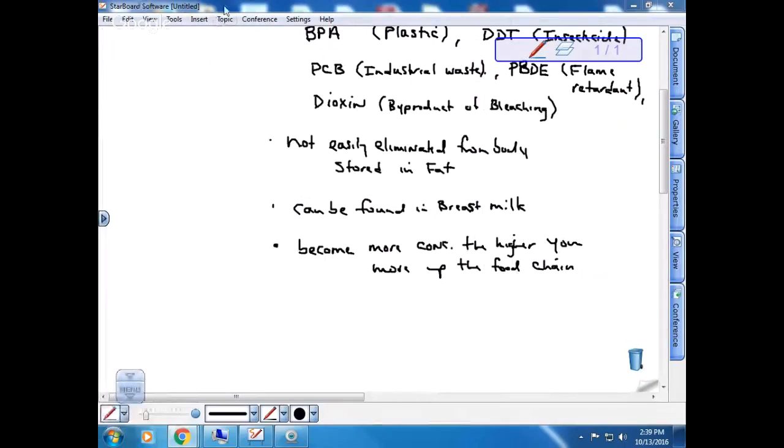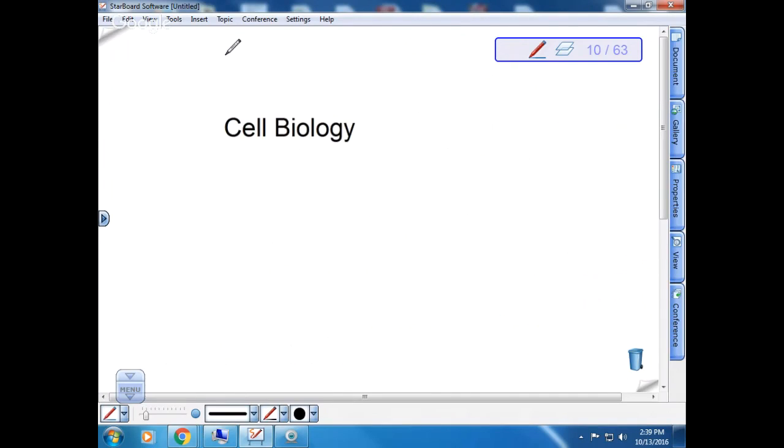Okay, so we're going to move on, leaving behind the molecules and the chemistry for a little while, and we're going to talk about cell biology. So it's important to realize that those molecules that we were talking about are non-living. When we talk about characteristics of life, we say that the cell is the fundamental unit of life. This is the level of organization in which we see characteristics of life.